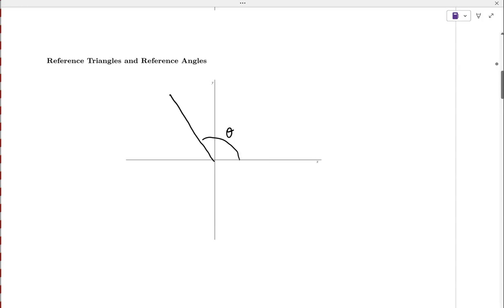Here's my theta. What we mean by a reference triangle, I'm going to draw it in and then I'll write it in words, but I think it's a lot more descriptive just to draw in how the picture works. To create what we refer to as a reference triangle, we're going to work off of the terminal side, and you're going to drop a perpendicular down to the x-axis. This is what we mean by our reference triangle.